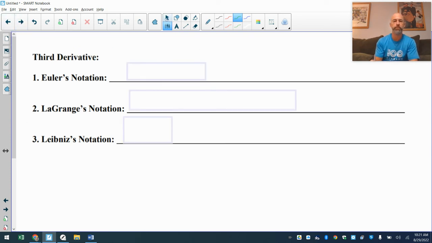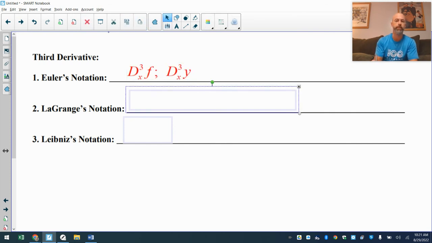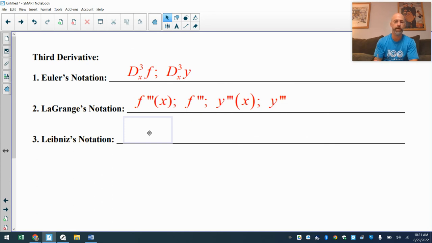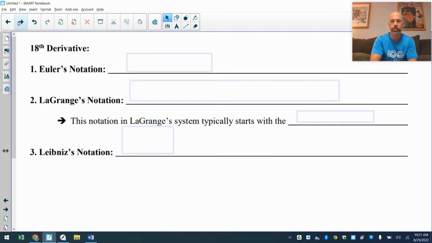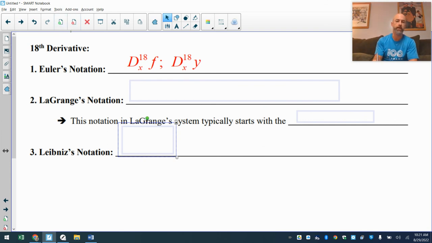So moving on, we're going to blitz this one, the third derivative. Euler's method is exactly what we would expect. You put a superscript of 3. Lagrange, you use 3 prime marks, and Leibniz, we'll use an exponent of 3 where there was a 2 for the second derivative. But sometimes we get into very, very high order derivatives. Some functions have cyclical derivatives, kind of like i has cyclical values when you raise it to different exponents. And Euler's notation is exactly what you would expect. If I want the 18th derivative, you just use an 18. Same thing with Leibniz. If I want the 18th derivative, you just use an 18.